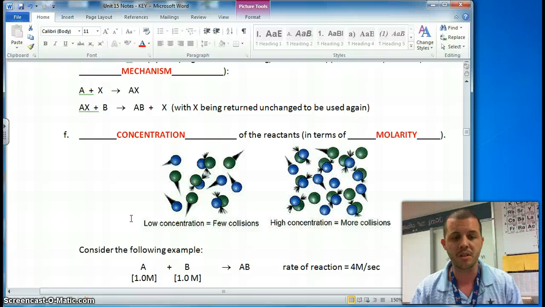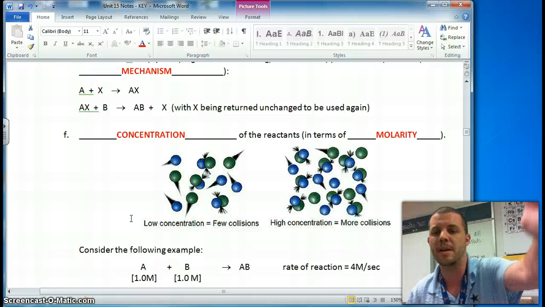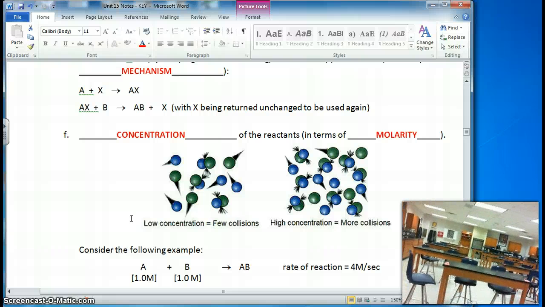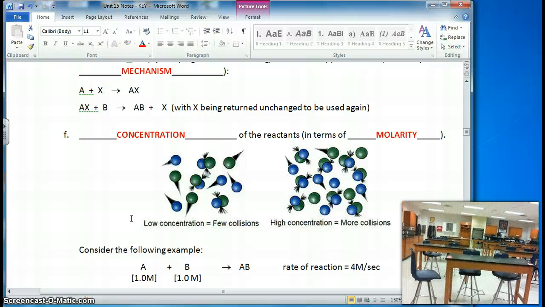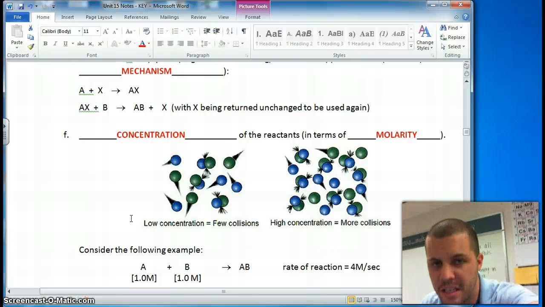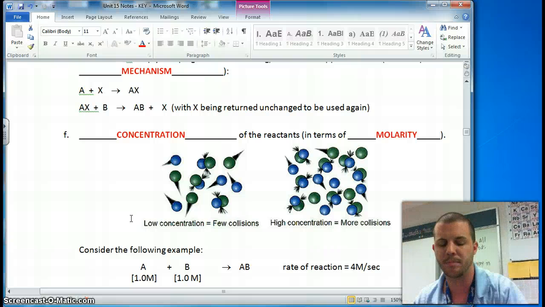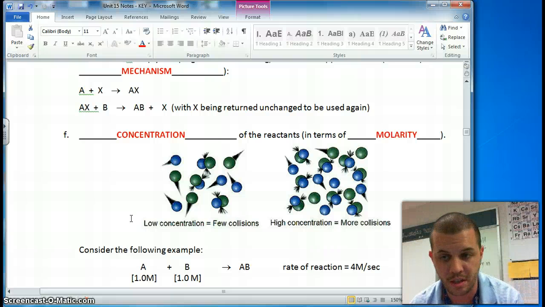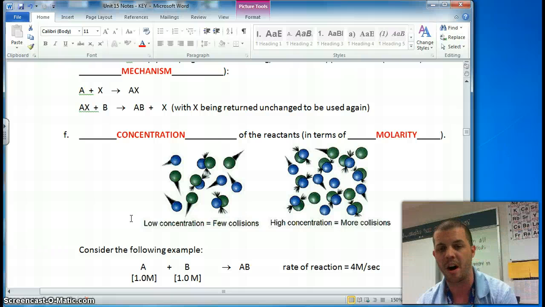Let's see here, concentration. Let's think about it. Let's go back to our room that we're in right here. Let's say I've got 20 people walking around this room. The room wouldn't be very concentrated, right? Let's say I want to increase the concentration of the room, and now I'm going to get 150 people in the room walking around. You've got a much greater chance of somebody running into somebody else.